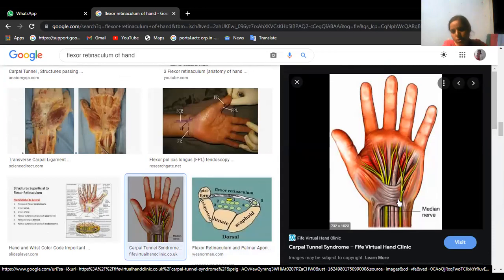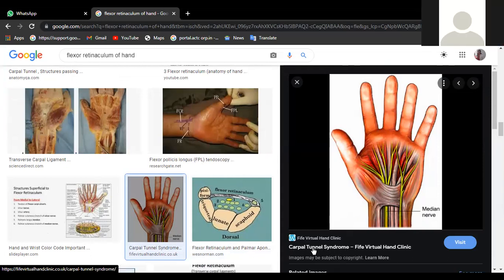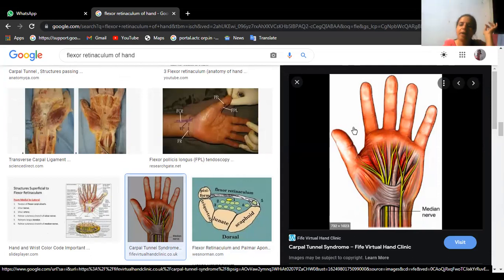Which nerve is passing superficial? I said ulnar. Which nerve is going deep? Median. So if this is getting infected, you call that condition carpal tunnel syndrome. It will lead to partial claw hand. Lateral 3.5 digits are supplied by median nerve. They will just bend like this. You call it partial claw hand.